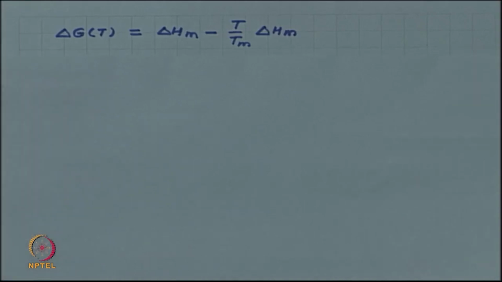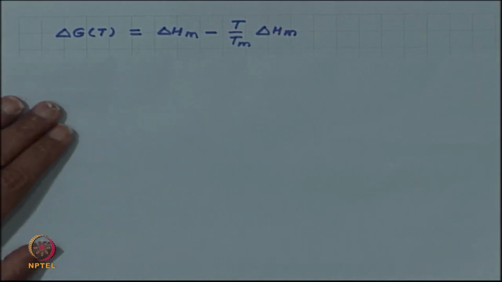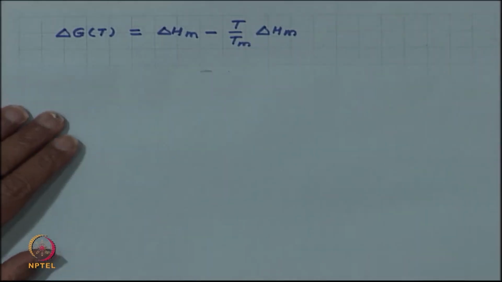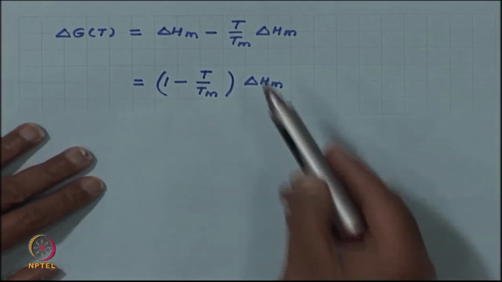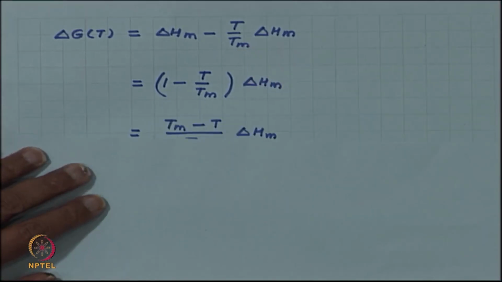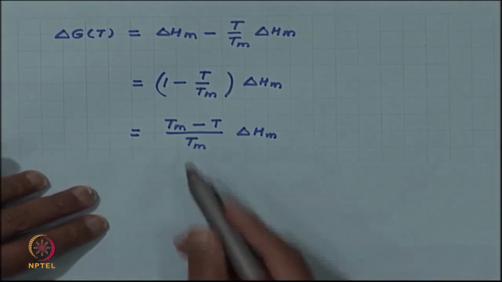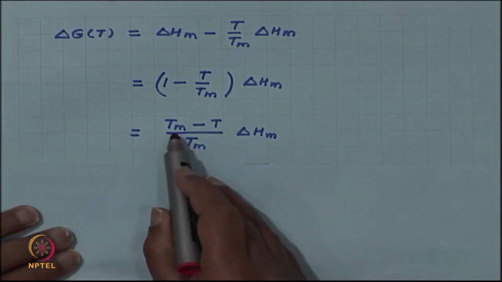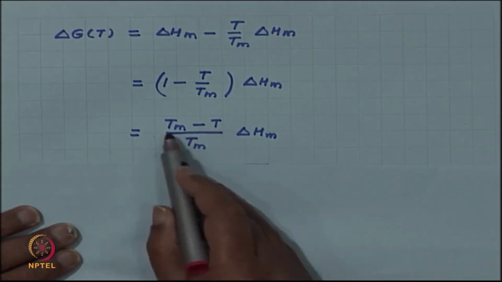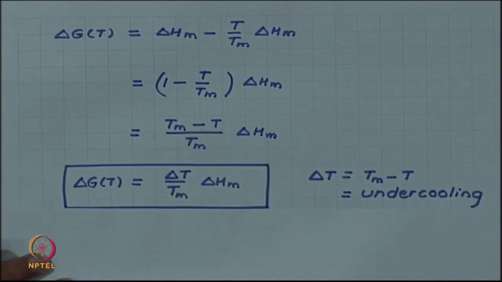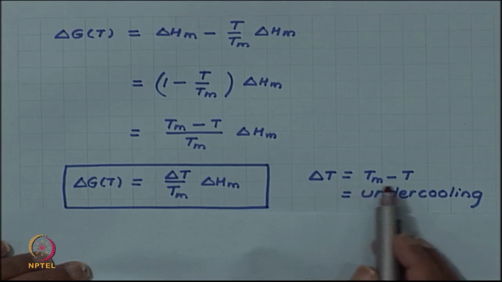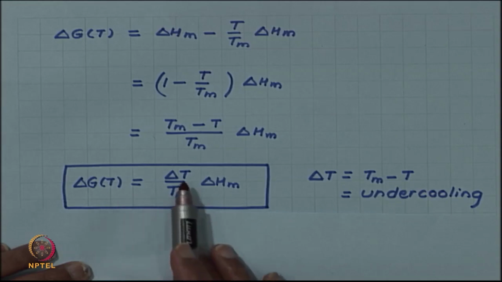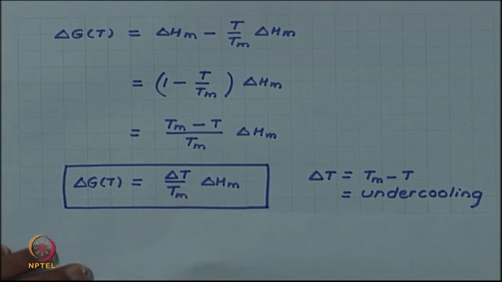So, if we now continue with this derivation, we start with delta Hm minus T by Tm delta Hm. We simply collect the term delta Hm. So, we have an expression which we can now write in this way: Tm minus T, the difference between the melting point and actual freezing temperature. This is what is called undercooling. So, we write that as delta T, Tm minus T, undercooling, and we get the expression delta G T is equal to delta T by Tm times delta Hm.